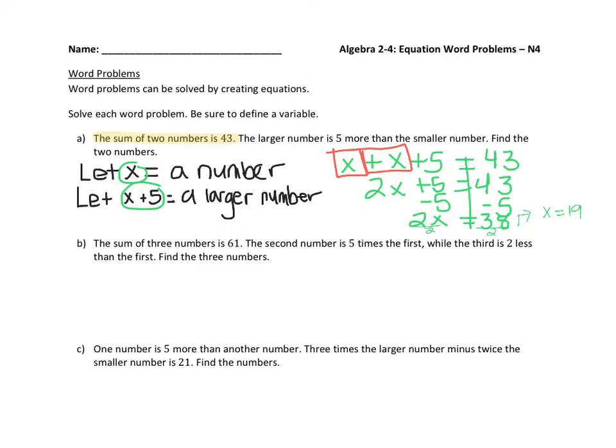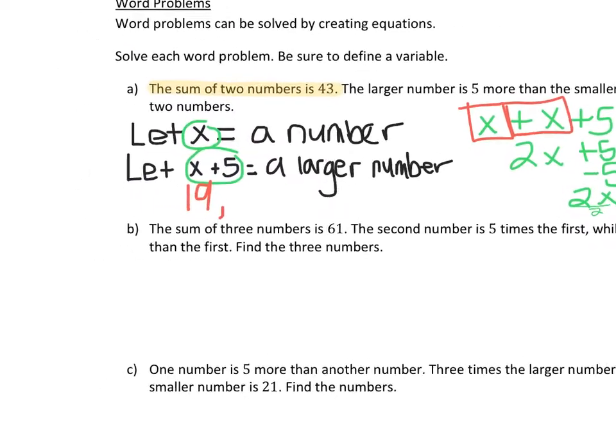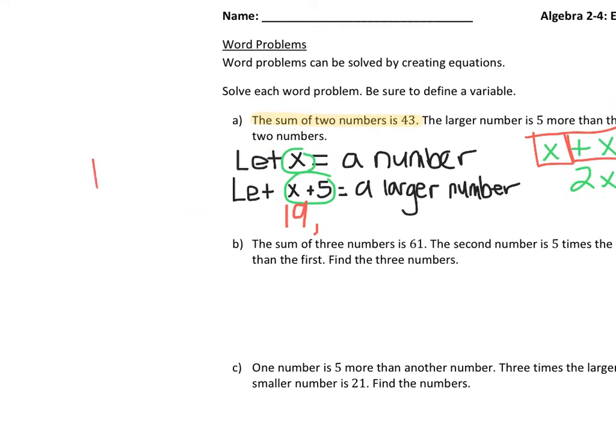So I know x equals 19. That's our number, our smaller number. And my larger number I know is 5 more than that. So really what I'm doing is I'm taking the 19 and plugging it in for x. So 19 plus 5. I'll jot that down off to the side. So we have 19 plus 5, which equals 24. So our two numbers are 19 and 24.